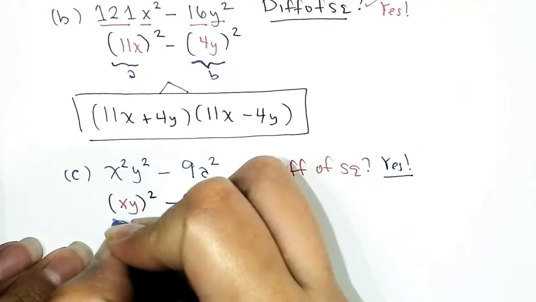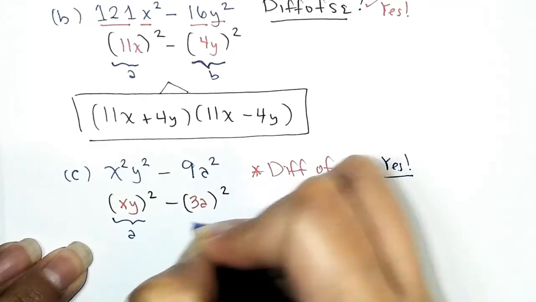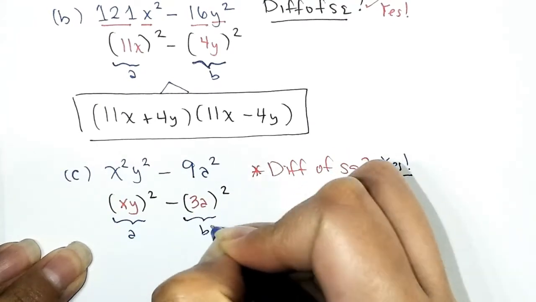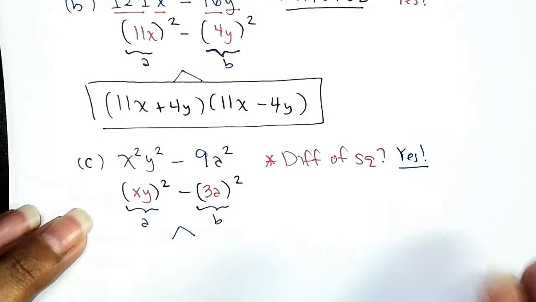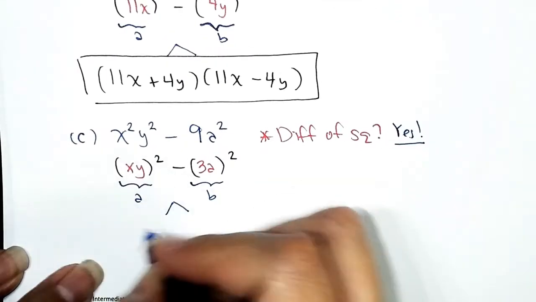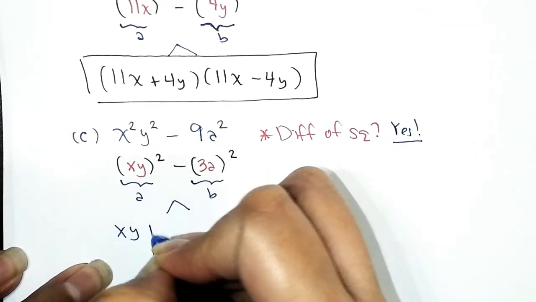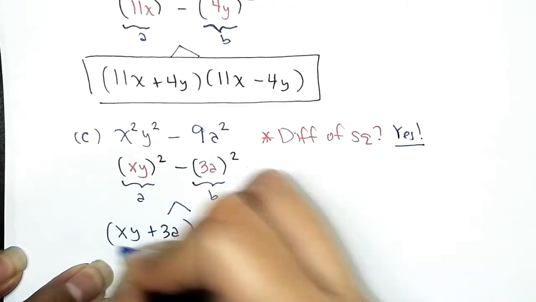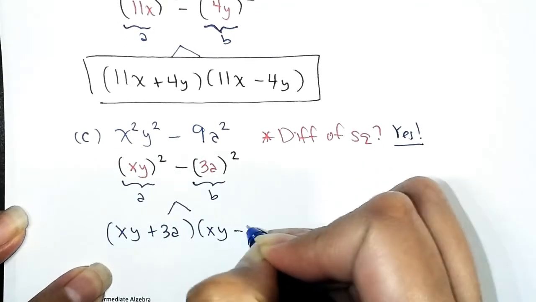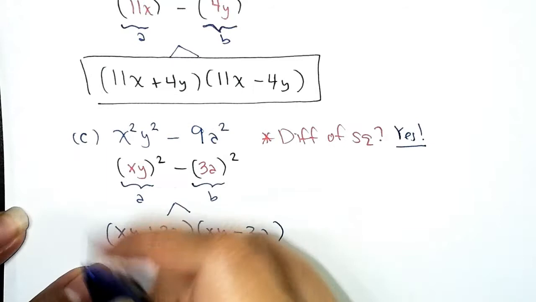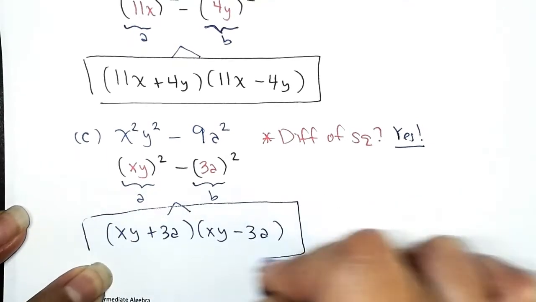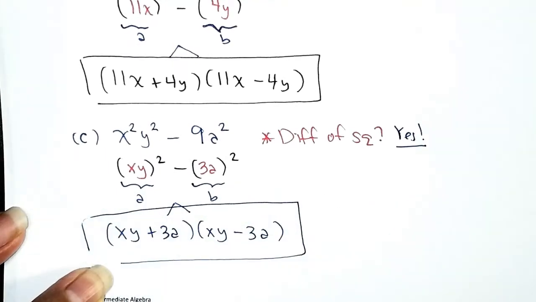So if we are factoring a difference of squares of the form a squared minus b squared, then this should factor to a plus b times its conjugate. So it will be xy plus 3a, a plus b, times a minus b. So xy plus 3a multiplied by xy minus 3a.